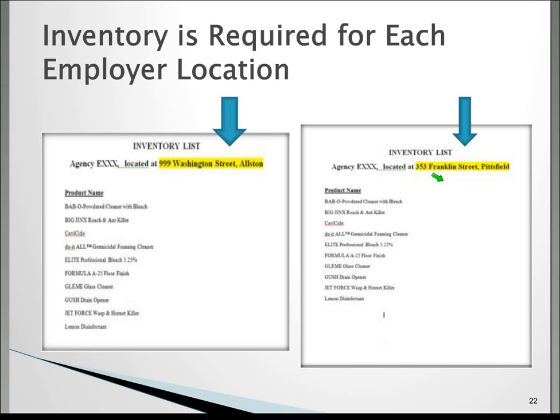Okay, so a separate inventory is required for each employer location. So I have a lot of state agencies that are in more than one building. So over here, I've got agency XXX located in Pittsfield. And over here, I've got the same agency, but a different building located in Alston. I need to have an inventory list for each of those locations.